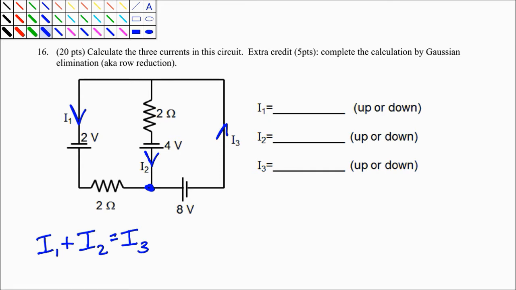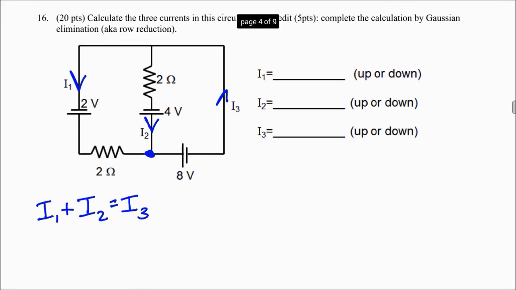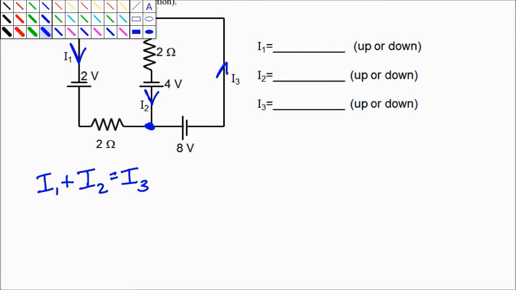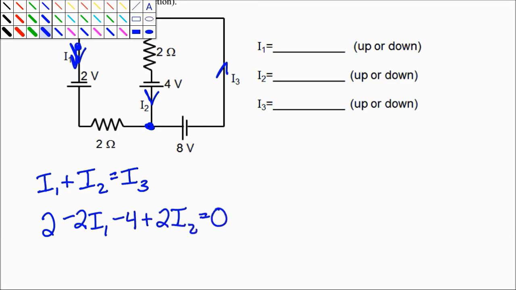And now let's do the left loop, and then I'll do the right loop. You could also do the big loop if you prefer. The left loop, beginning right here and going in this direction, that's going to be 2 minus 2I1 minus 4 plus 2I2. That's equal to 0. And now let's go ahead and do that right loop. Let's start right here and go in this direction. So I have positive 8, minus 4, plus 2I2. That's all equal to 0.